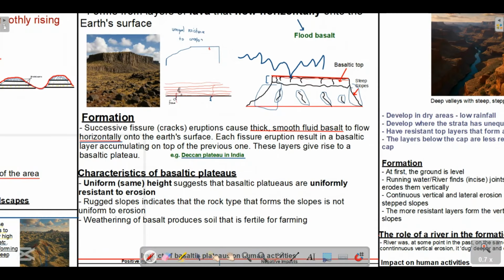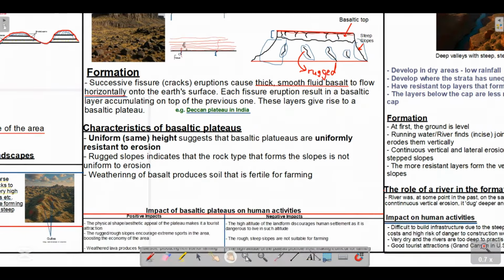So that means that each part, maybe this part is not resistant to erosion, that part is more resistant, this part is not resistant, and so on and so on. So that's what we mean by these rugged slopes. But as I said, it depends also on the type of question. I'm just preparing you guys for any possibility.